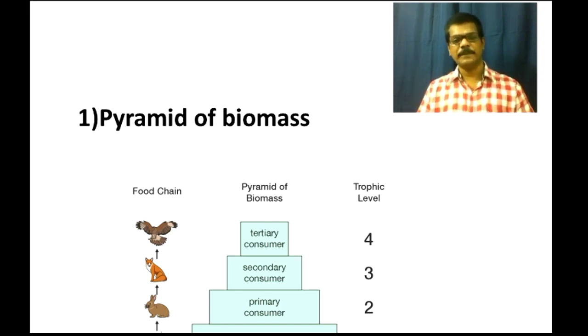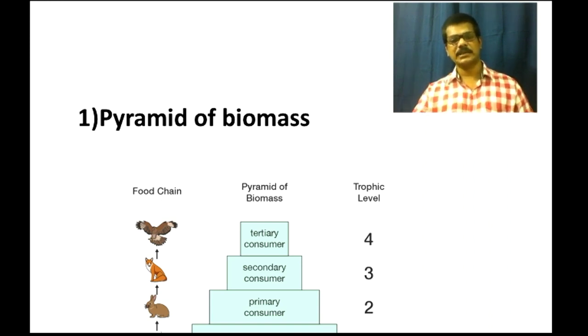In this food chain, you can see there are producers, primary consumer, secondary consumer, and tertiary consumer. In these four linked food chain, four links are there. Four trophic levels are there. In this food chain, what is happening to the biomass? When we are moving from producer level to the tertiary consumer level, there is a reduction in the biomass.